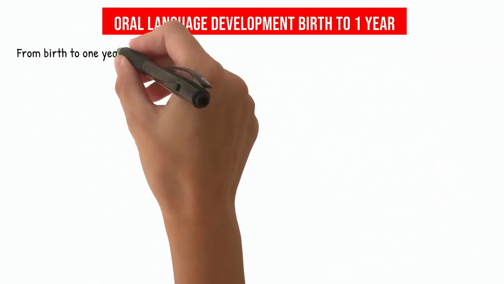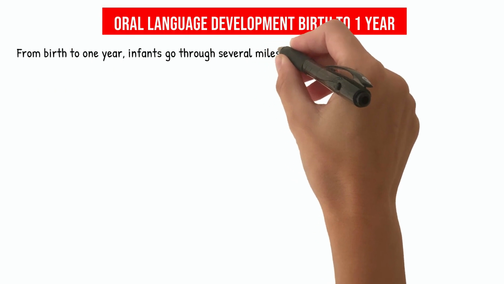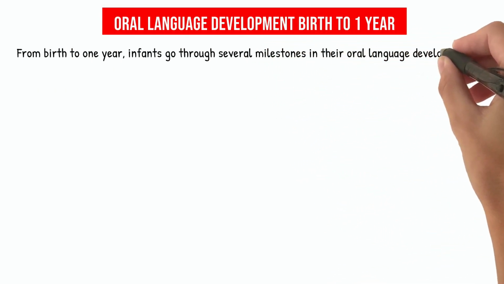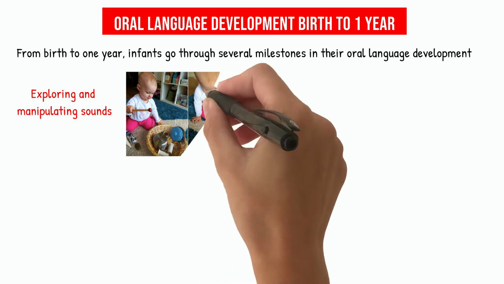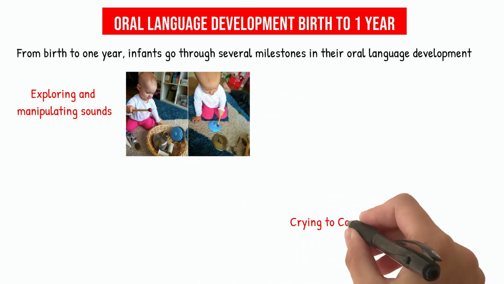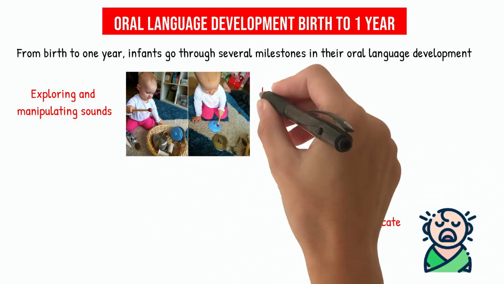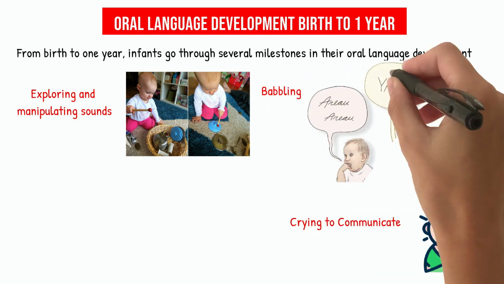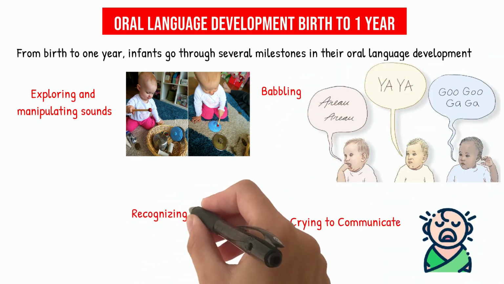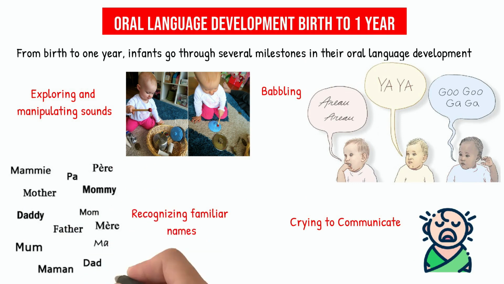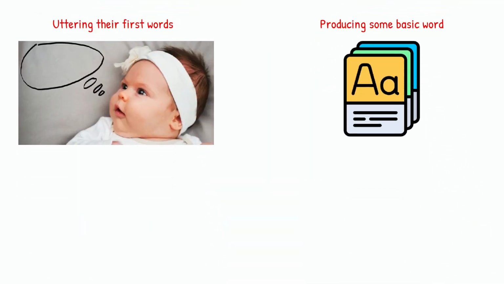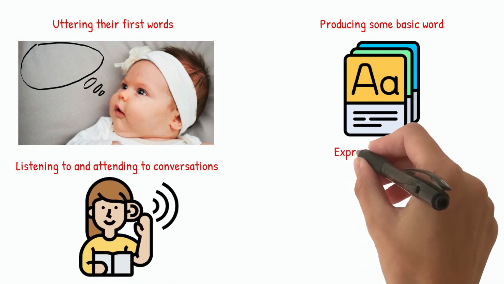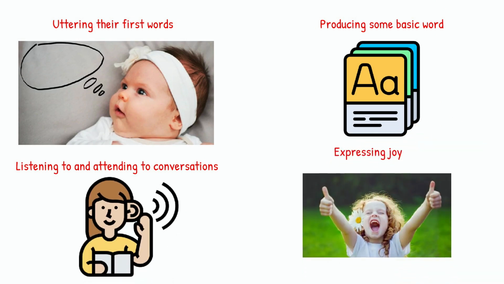From birth to 1 year, infants go through several milestones in their oral language development, including exploring and manipulating sounds through play and experimentation, crying to communicate their needs and feelings, babbling when they are alone or with others, recognizing familiar names and responding to them, uttering their first words, producing some basic word combinations, listening to and attending to conversations around them, expressing joy and amusement through laughter.